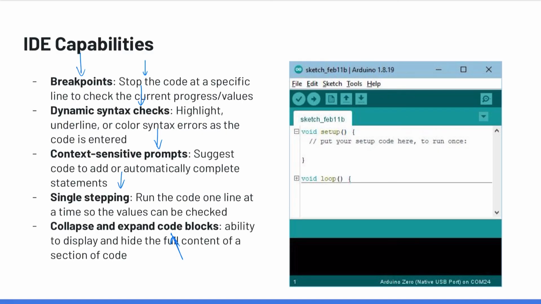So for example, if you have void setup and you have code in here, you could collapse it so you just see void setup and you don't see any of the code here, even though it's still there. And this allows you to focus on a specific block of code without being distracted by other groups of code. So this isn't really going to make any changes to your code, but it's just what is visible at a given point in time.